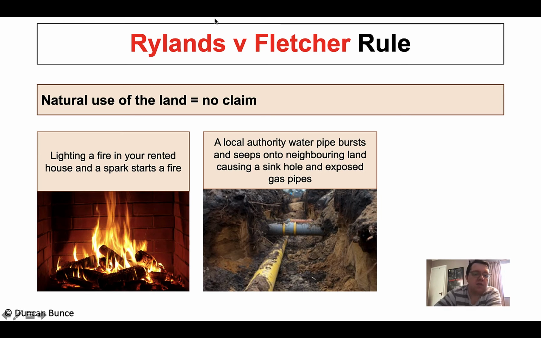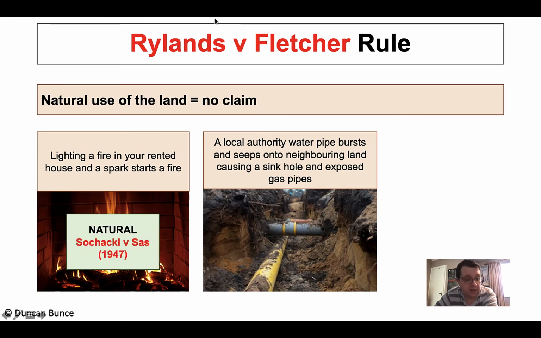What if you have a scenario where you're lighting a fire in your rented house and a spark emits from the fire and starts in its own right a fire? Would that be natural or non-natural use? Now many of you might be thinking, well, fire is quite a natural thing, isn't it? And it's quite an expected thing to have, perhaps, and you'd be right. So I know there's various ways you can heat your house today, but of course some people still light fires, and a bit similar to the toilet one and so forth, the courts weren't prepared to find that as a non-natural thing.